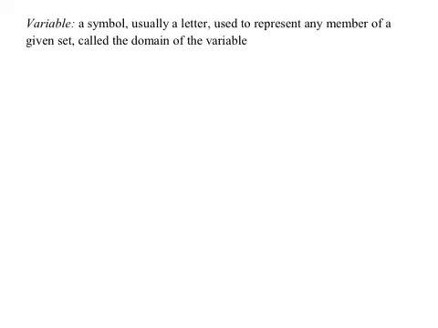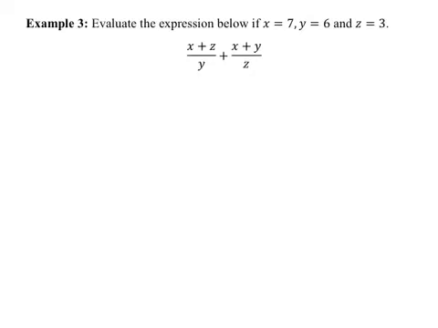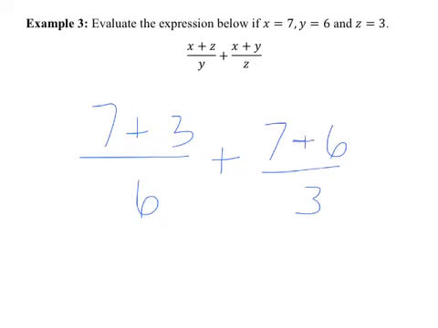Now let's take a look at an example that involves variables and evaluating an expression that has a variable in it. So example 3 tells us that if x is 7 and y is 6 and z is 3, evaluate the expression below. And we start by simply plugging in here. So let's plug in 7 plus 3 over 6 plus 7 plus 6 over 3. This is going to give us 10 over 6 plus 13 over 3.